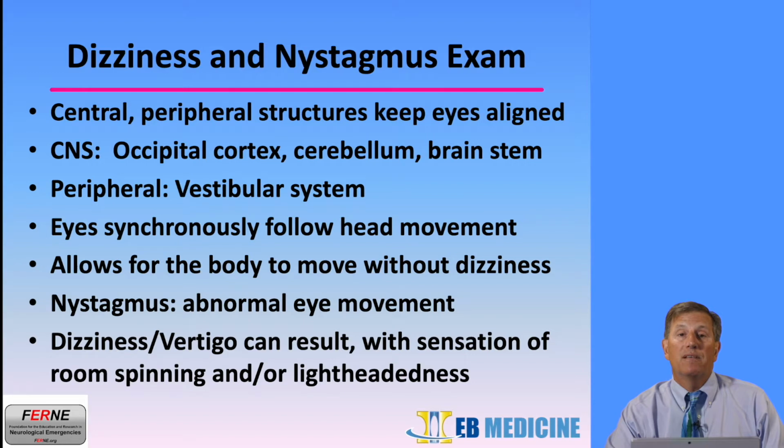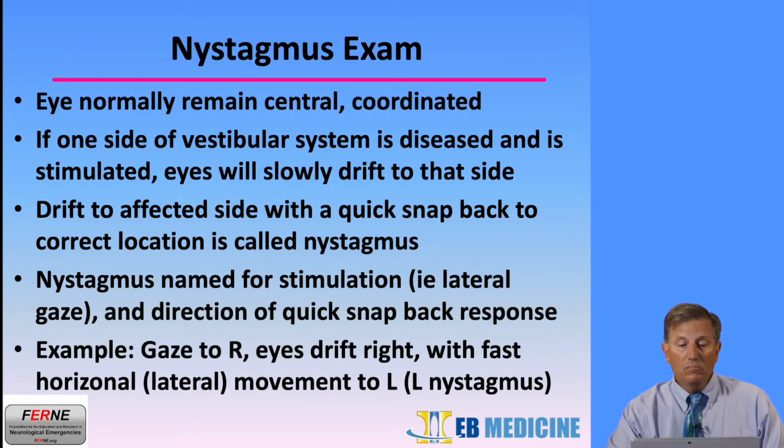With nystagmus, there is abnormal eye movement. And when there's abnormal eye movement, there can be dizziness or vertigo as a result, with the sensation either of the room spinning or lightheadedness. Please note that whether it's room spinning versus lightheadedness does not confirm any one of the 6 diagnoses, as well as the system developed by Dr. Edlow.